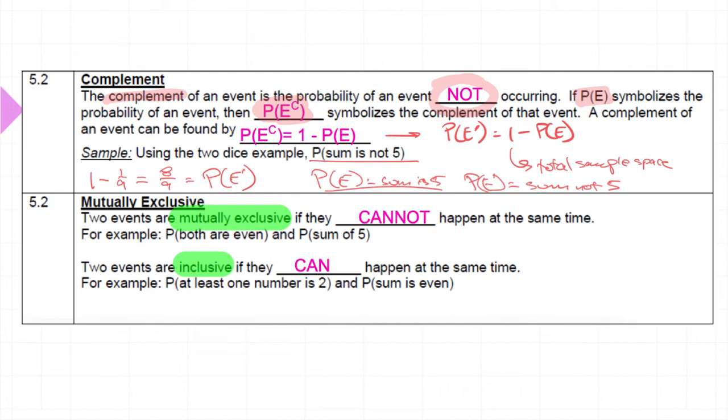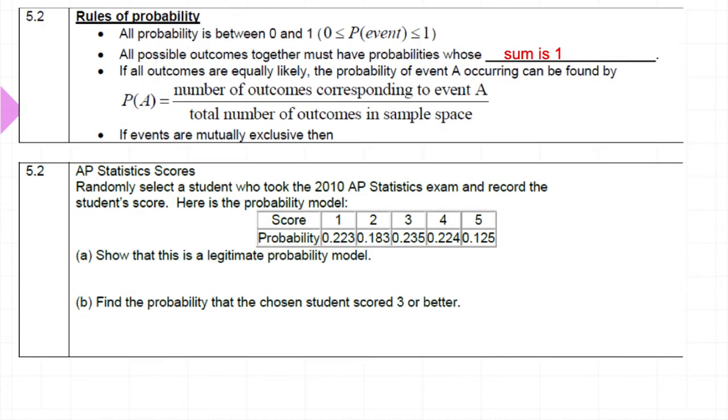Okay. Two events are inclusive if they can happen at the same time. So at least one number is 2 and the sum is even. That's possible because you can roll a 2 and another 2. That sum is even. You can roll a 2 and a 4. That's even. You can roll a 2 and a 6. That is even, right? There are events that don't occur in here, but these two things are inclusive. They can both happen at the same time. So now we have some rules.